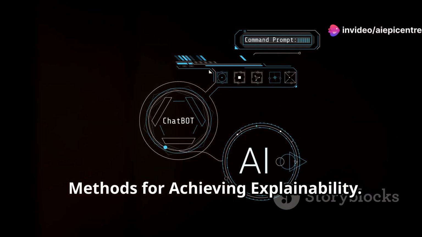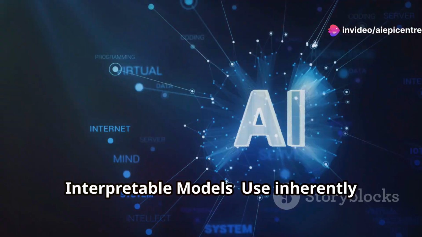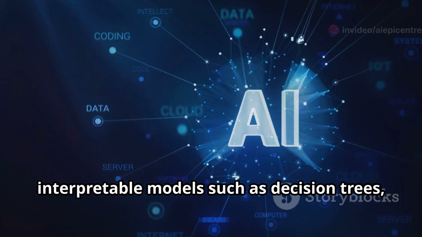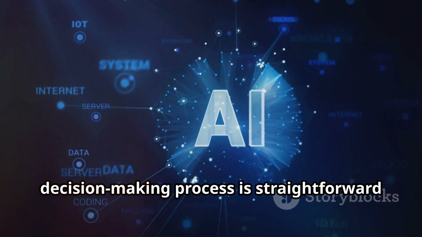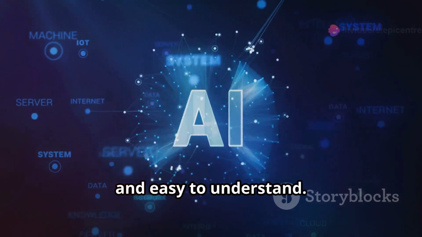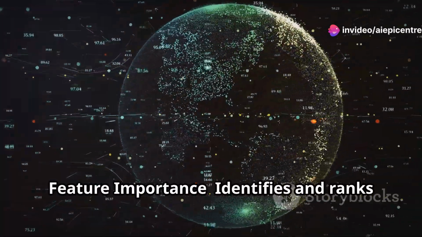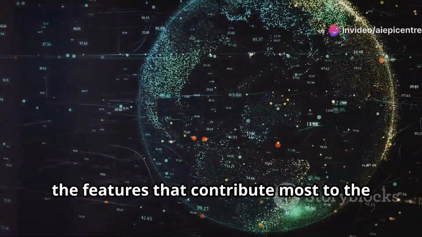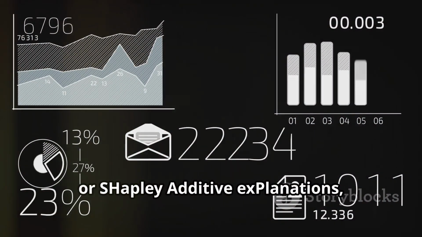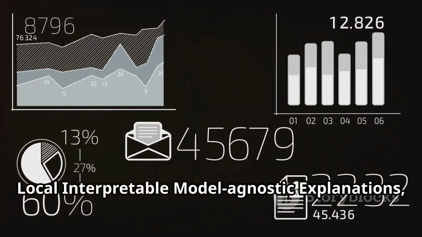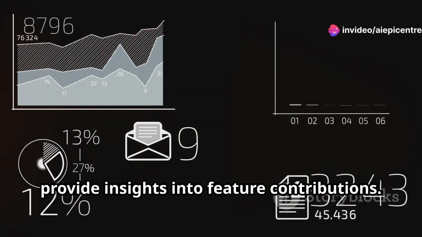Methods for achieving explainability. Model transparency. Interpretable models. Use inherently interpretable models such as decision trees, rule-based systems, or linear models where the decision-making process is straightforward and easy to understand. Post hoc explanation techniques. Feature importance. Identifies and ranks the features that contribute most to the model's predictions. Techniques like SHAP, or Shapley additive explanations, and LIME, local interpretable model-agnostic explanations, provide insights into feature contributions.